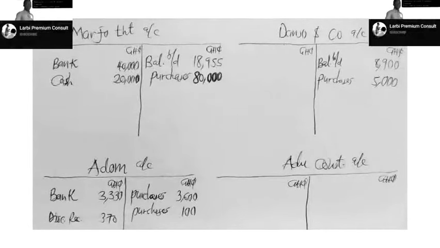So once we pay Adam, we debit Adam's account, then we credit our cash book in the name of bank. That's the bank that we know. So that is Adam. So let's come back to Edu Construction.